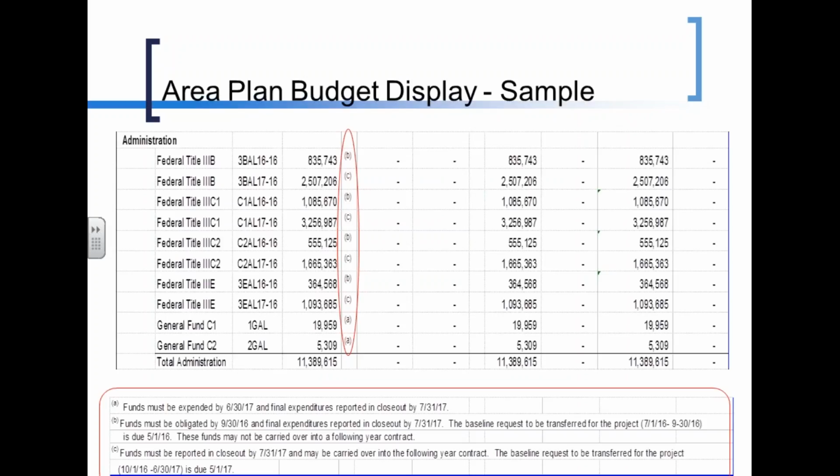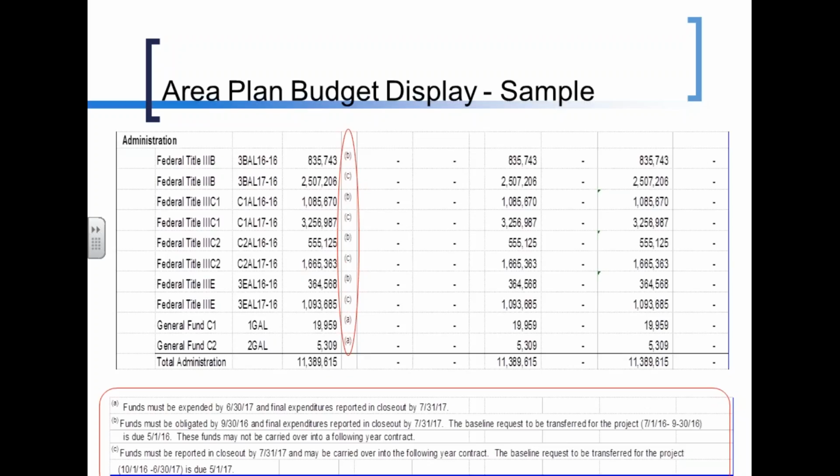For A, which if you look, for example, it's the bottom two items on that list, is mainly for our general fund. And as we know, the state's fiscal year ends on June 30th, so therefore funds must be expended by June 30th. And then the final expenditures are reported in your closeout, which is due on July 31st.